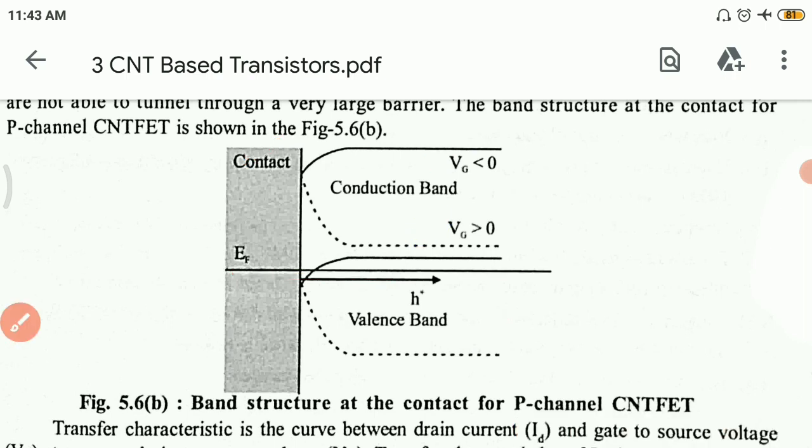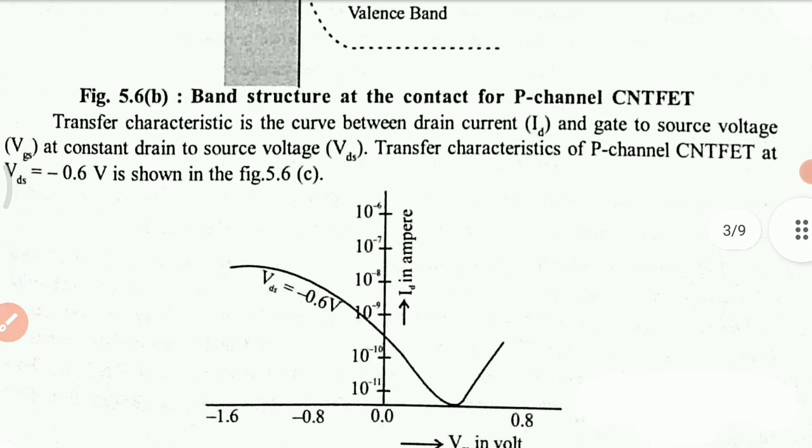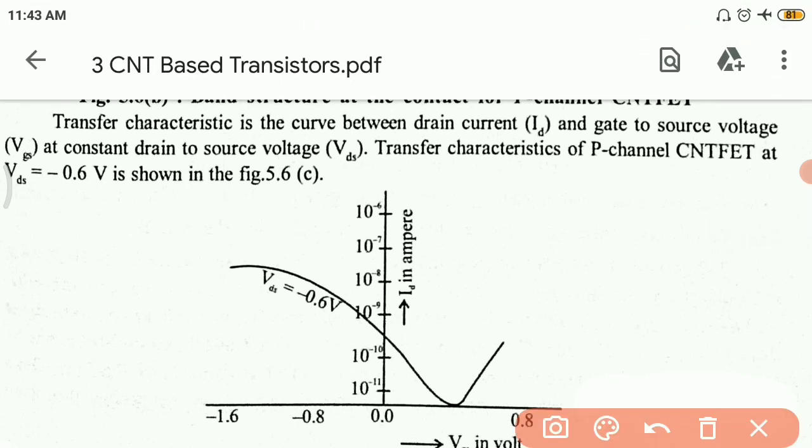Now the transfer characteristic is also shown in the figure, where the drain current ID is taken along the y-axis and the gate-to-source voltage, VGS, is taken along the x-axis at a constant drain-to-source voltage, VDS, which is minus 0.6 volt. So this is the transfer characteristic of the p-channel CNT FET, and you can see the graph comes out in a shape like this.